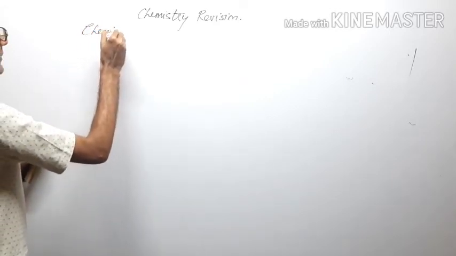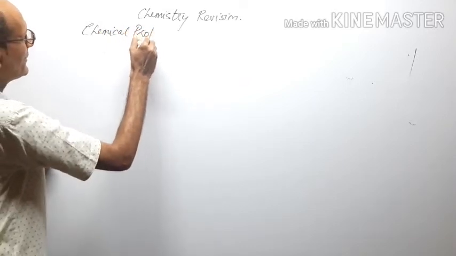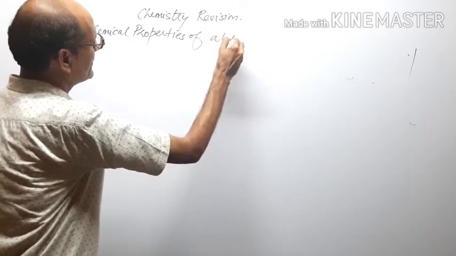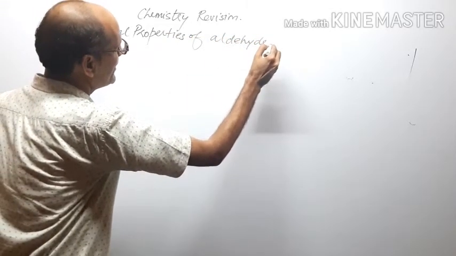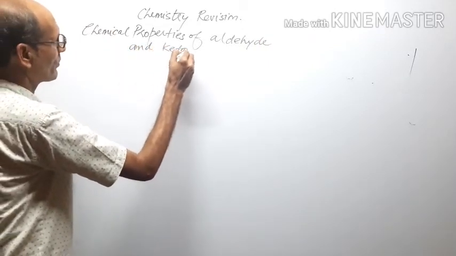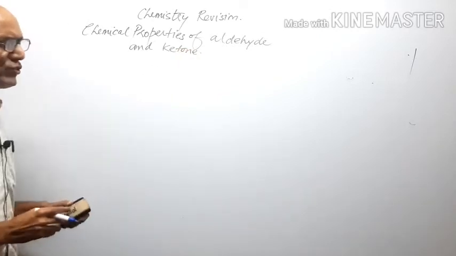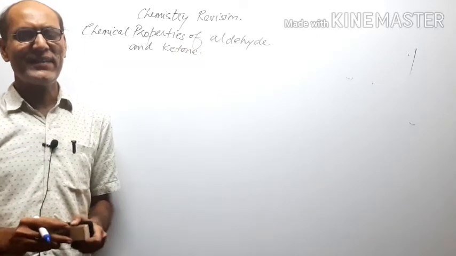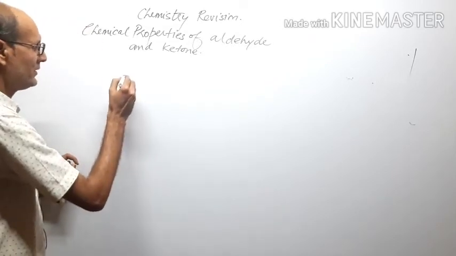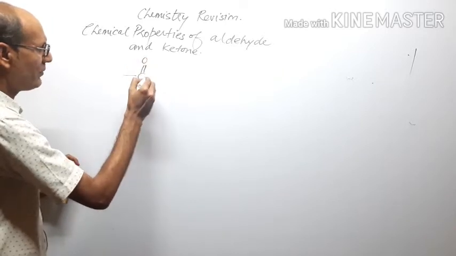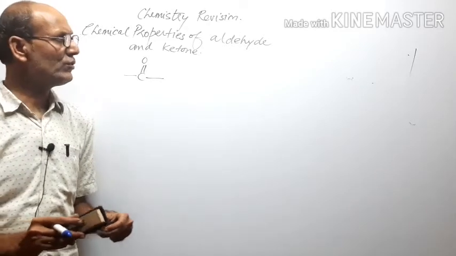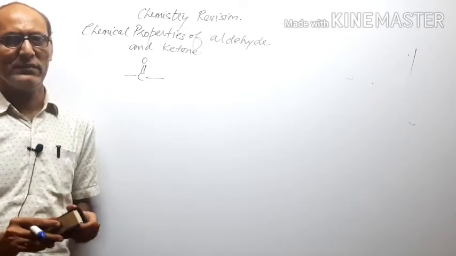Chemical properties of aldehyde and ketone. As you know, aldehyde and ketone both possess the carbonyl group, C double bond O, like this. Aldehydes and ketones show many types of reaction.